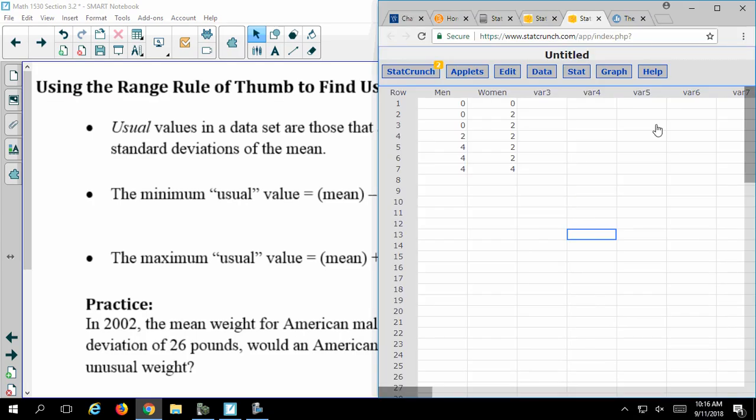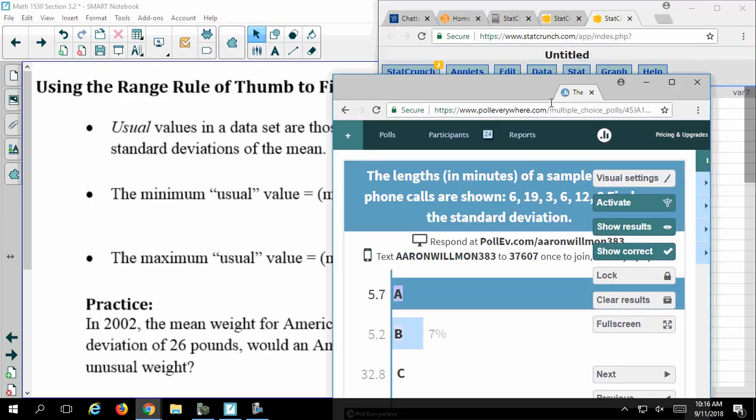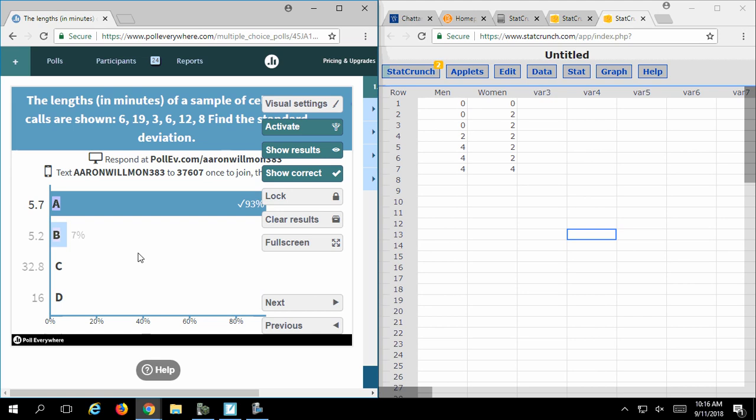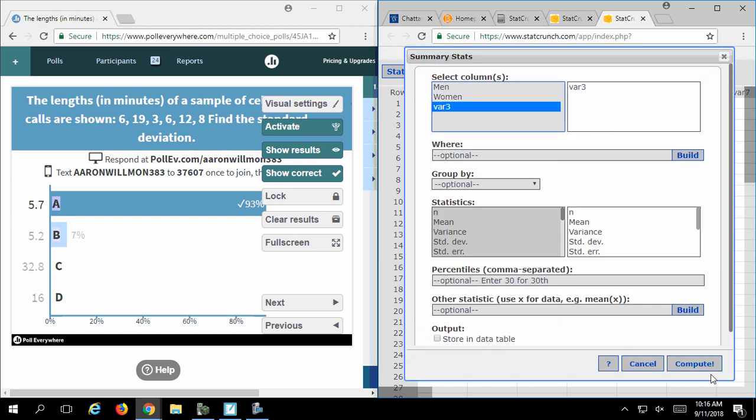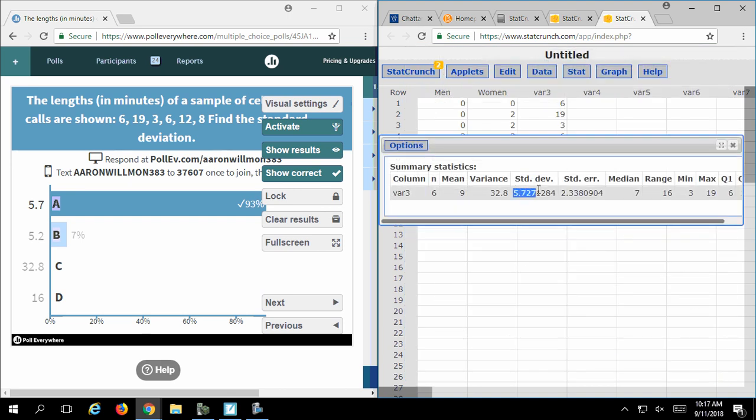Let's see if I can do split screen here. In StatCrunch, just in a column, I don't really care which one. I got my data in, stats, summary stats, columns. I pick that column. It's a sample. And there's my sample standard deviation. The answer choices were all rounded to 1 decimal, so it was 5.7. Does anybody have a question about that?